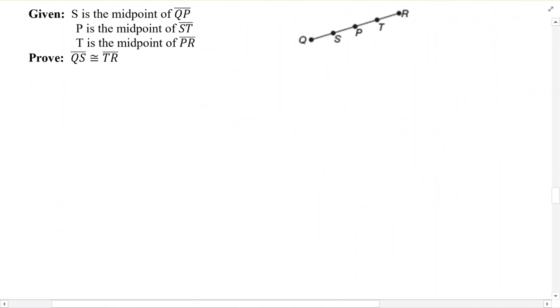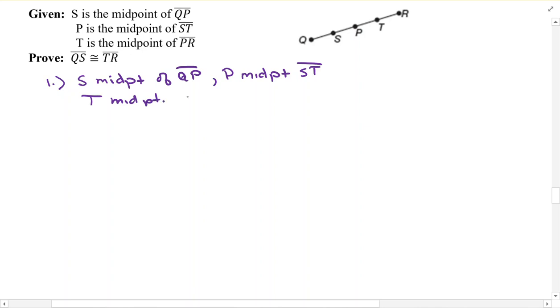So to begin this proof, we list our given. S is the midpoint of QP. P is the midpoint of ST. And T is the midpoint of PR.